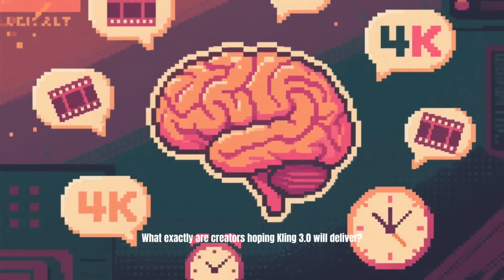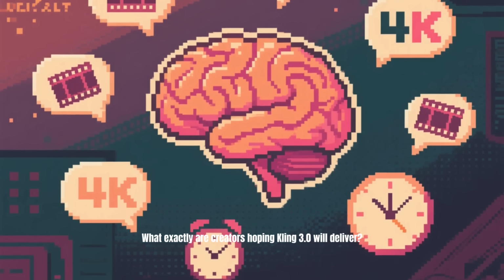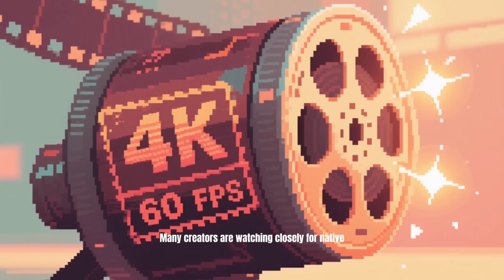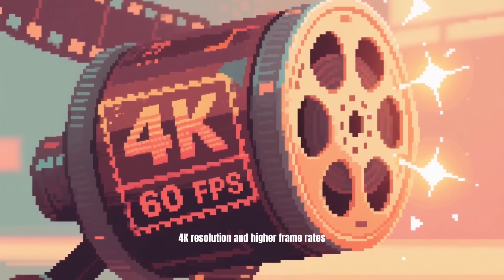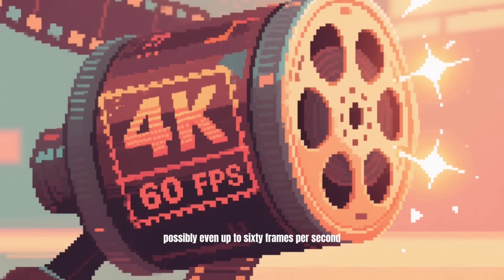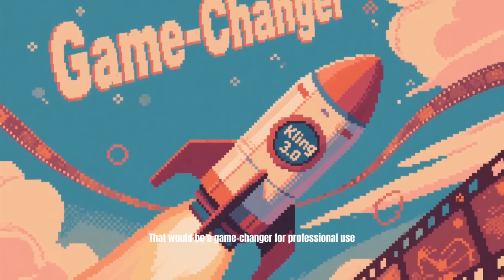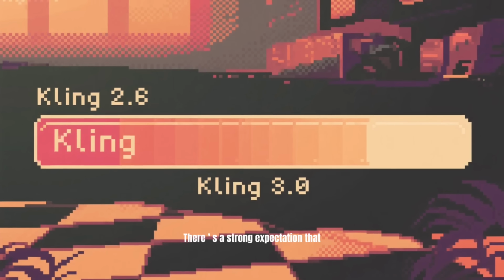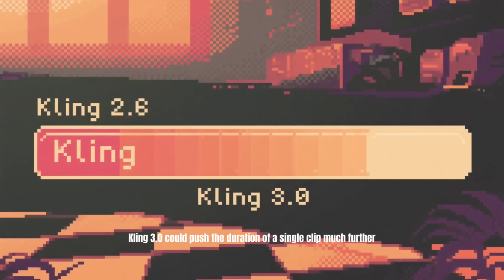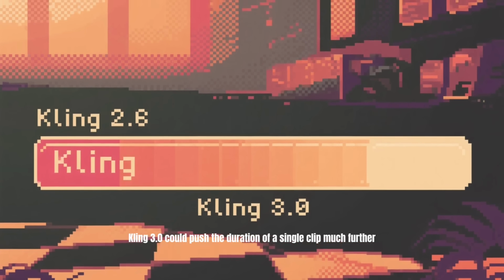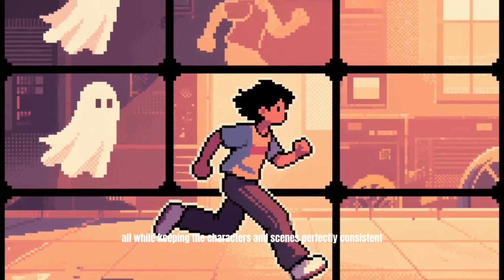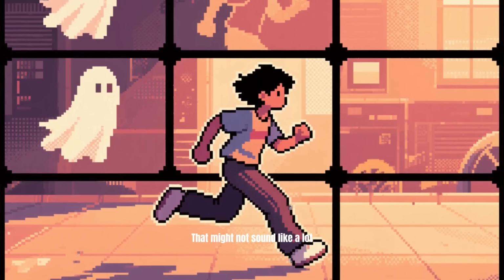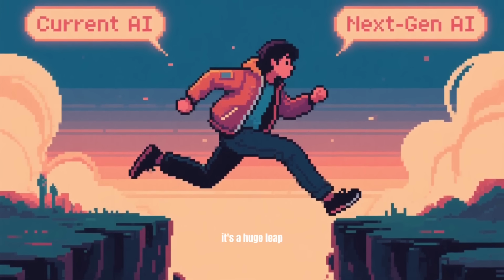So, let's get specific. What exactly are creators hoping Kling 3.0 will deliver? One of the biggest expectations is for higher-end video output. Many creators are watching closely for native 4K resolution and higher frame rates, possibly even up to 60 frames per second. That would be a game changer for professional use. Another major focus is clip length. There is a strong expectation that Kling 3.0 could push the duration of a single clip much further, possibly toward 15 seconds, all while keeping the characters and scenes perfectly consistent. That might not sound like a lot, but in the world of AI video, it's a huge leap.